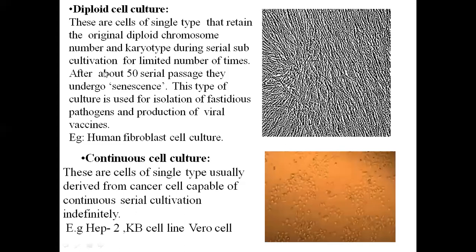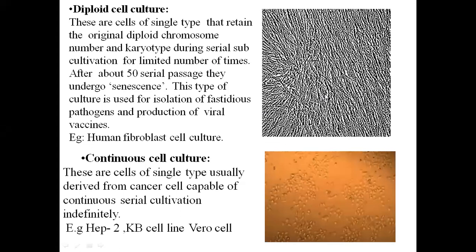Karyotypic. So it will be serially divided up to 50 times, a limited number of times, about 50 serial passages, and then they undergo senescence. So this type of culture is used for isolation of fastidious pathogens and production of viral vaccine. The best example for this diploid cell culture is the human fibroblast cell culture.